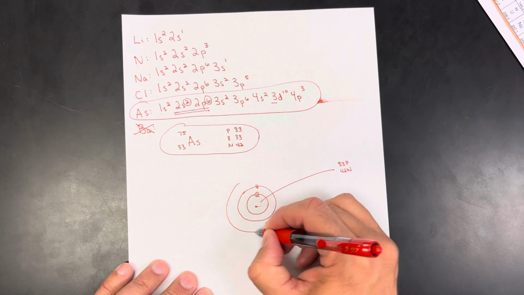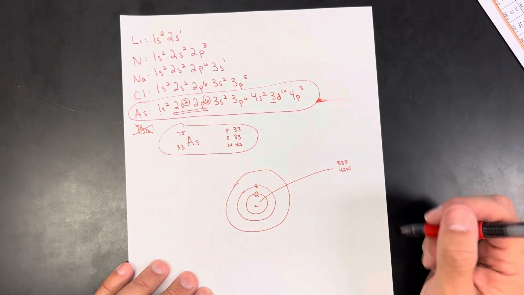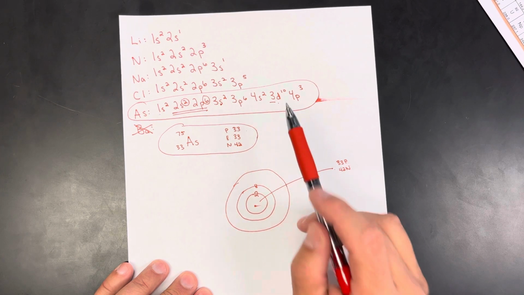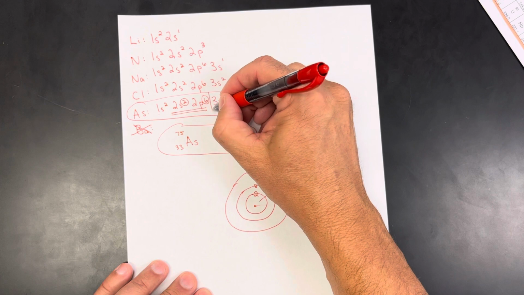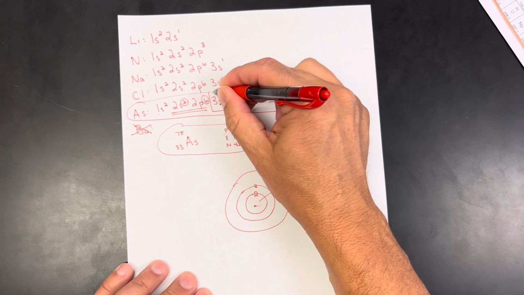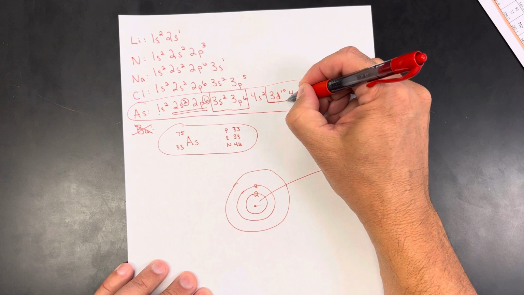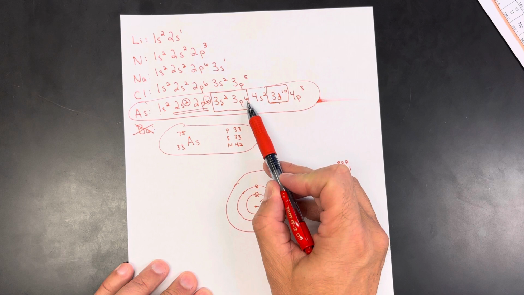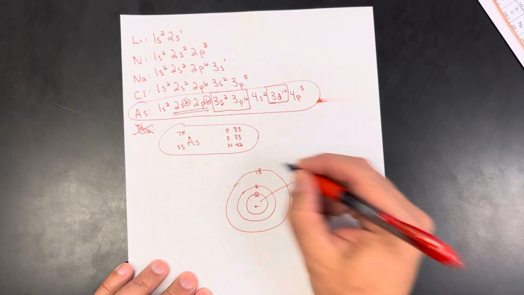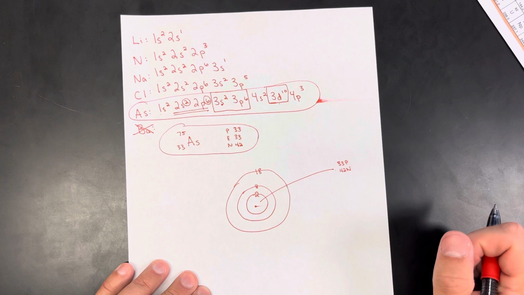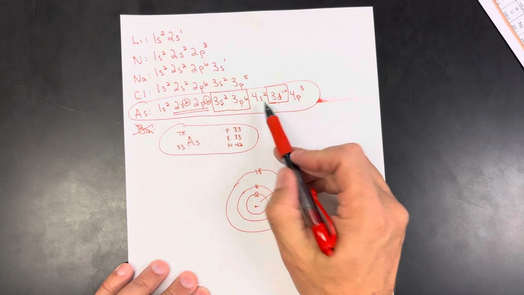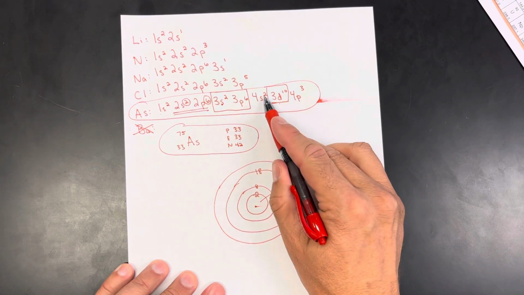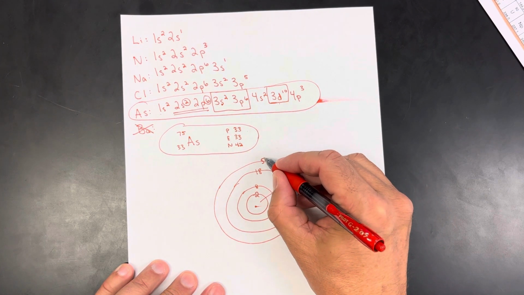Now be very careful here. Ring number 3, okay? Ring number 3 has the 3s and the 3p and the 3d. Okay, so I'm going to kind of block those in. The 3s, the 3p, and the 3d. And if we add up those electrons, 10 plus 6 plus 2, there's 18 electrons on that third ring. And then lastly, the fourth ring is going to have 2 plus 3, which is 5 electrons.